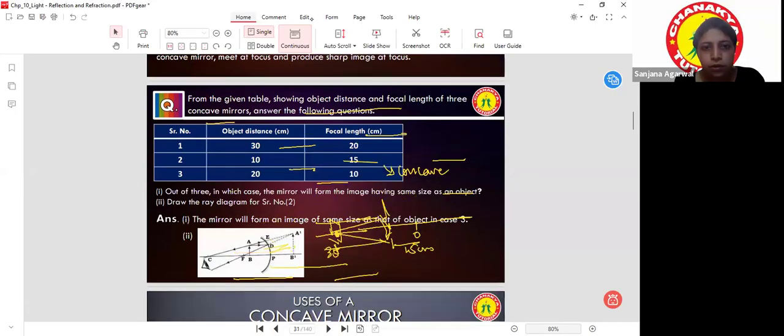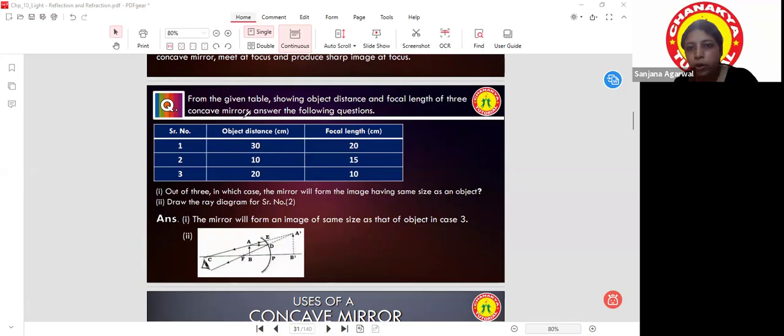From the given table, showing object distance and focal length of 3 concave mirrors, answer the following question. Object distance is in centimeter, focal length in centimeter: object distance 30, focal length 20; object distance 10, focal length 15. When focal length is 15, then the object is kept at 20. Out of the 3, in which case will the mirror form the image having the same size as that of the object?